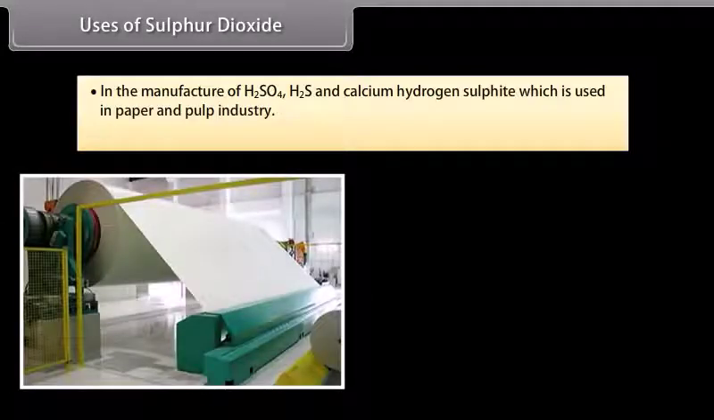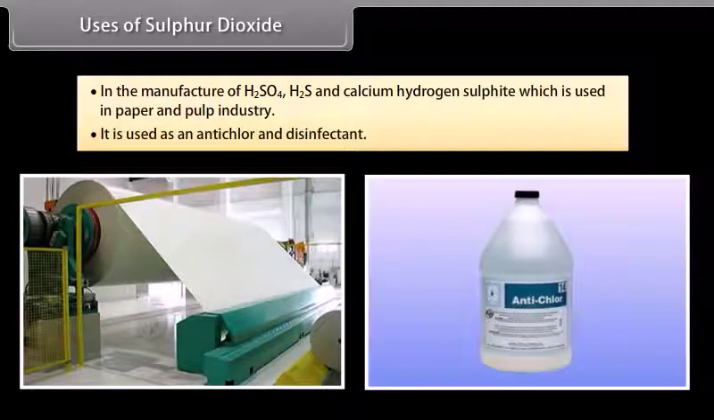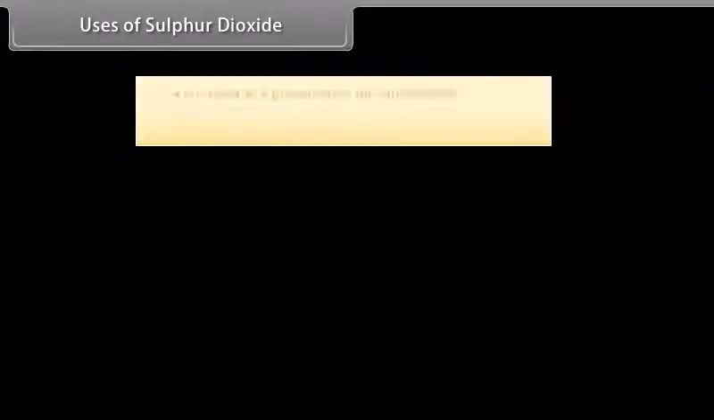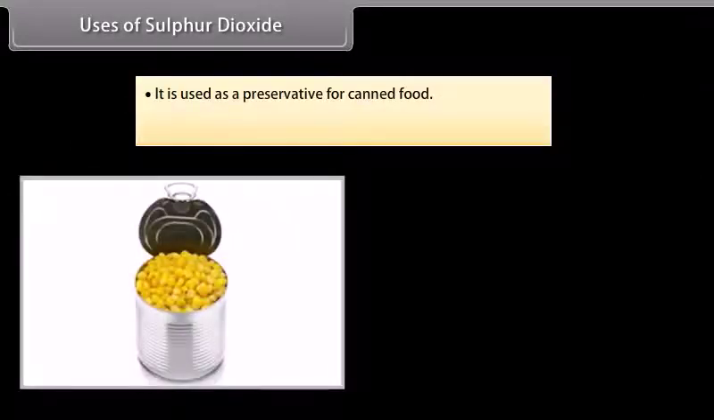Uses of sulfur dioxide. The important uses of sulfur dioxide are following. In the manufacture of H2SO4, H2S and calcium hydrogen sulfite, which is used in paper and pulp industry. It is used as an antichlor and disinfectant. It is used as a preservative for canned food.